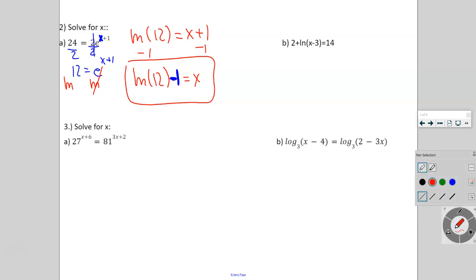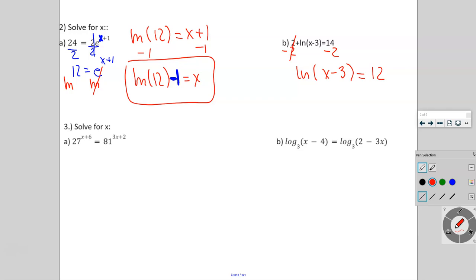2b, same thing. We're solving for x. So I do need my ln to be by itself. So I'm going to move the 2. The 2 is an addition, so the opposite operation will be subtraction. So I'm going to subtract 2 from both sides. Okay, these cancel out, which leaves me with ln of x minus 3 on the left. And 14 minus 2 is 12. Right? Now my ln is separated.